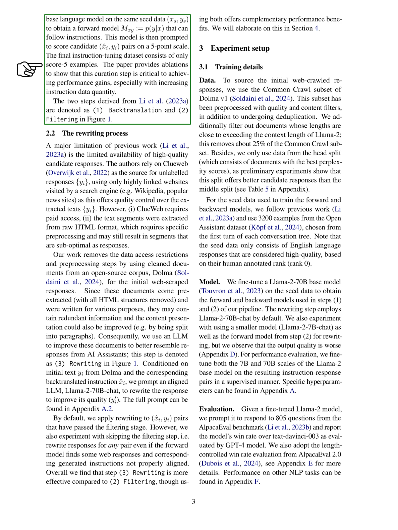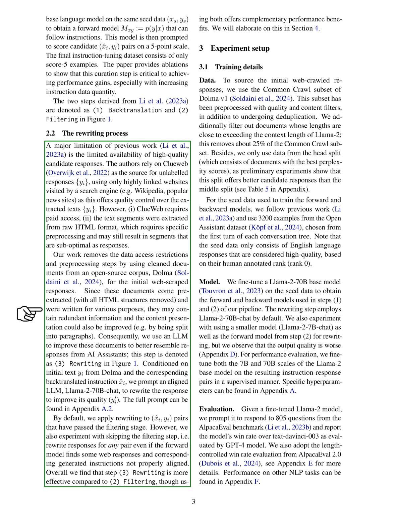Section: The Rewriting Process. In this section, we discuss the rewriting process. A significant limitation of earlier research is the scarcity of high-quality candidate responses. We utilize ClueWeb as our source for unlabeled responses, focusing on well-linked websites like Wikipedia and popular news sites to ensure quality control. However, ClueWeb has some drawbacks.